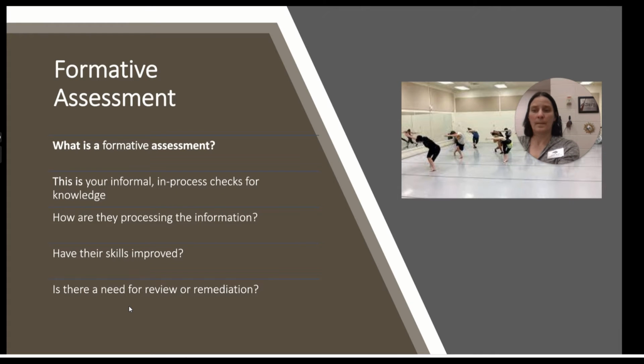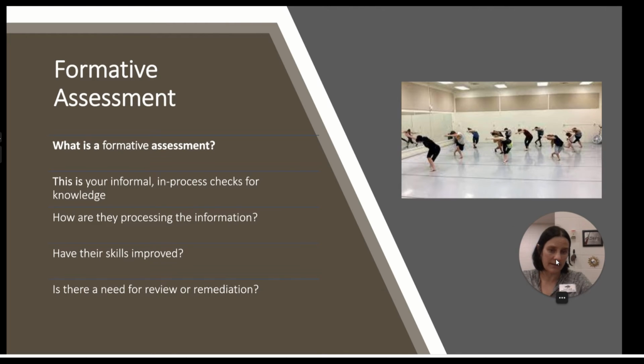Okay. So moving right along to formative assessment. So what is a formative assessment in the dance classroom? This is your informal in-process checks for knowledge. So again, this is the same kind of corrections we were doing in our diagnostic. We are just continuing to do them. Like I said, we always assess. We are always assessing. You just have to be able to define your assessment to your administration.